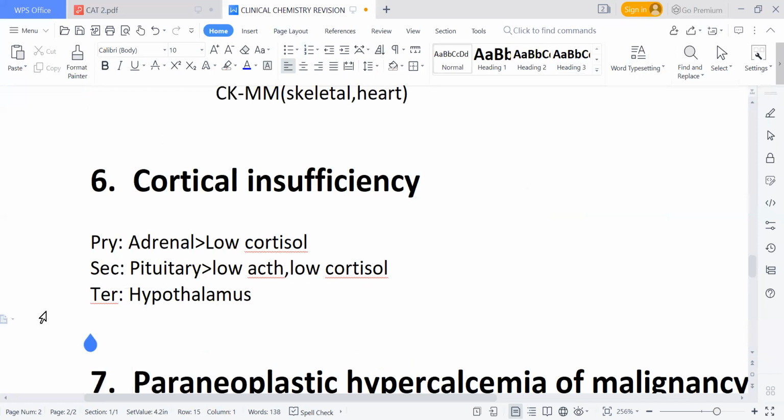Here, the primary cortical insufficiency happens at the level of the adrenal gland, the secondary at the level of the pituitary, and tertiary the hypothalamus. Do you guys remember the HPA axis? The hypothalamus, pituitary, adrenal, when it's descending. So it's basically the opposite for that now, where the primary, since cortisol is produced by the adrenal gland, that's where the insufficiency is, and there's low cortisol. I hope it makes sense and that it's easier to remember now.